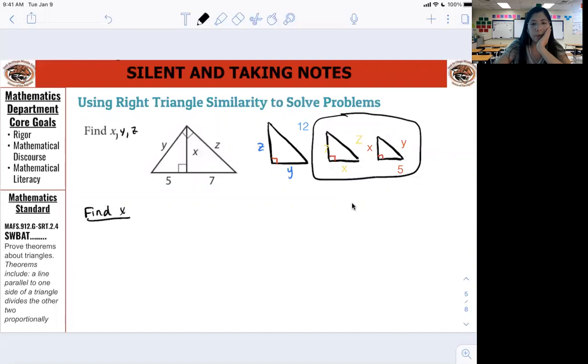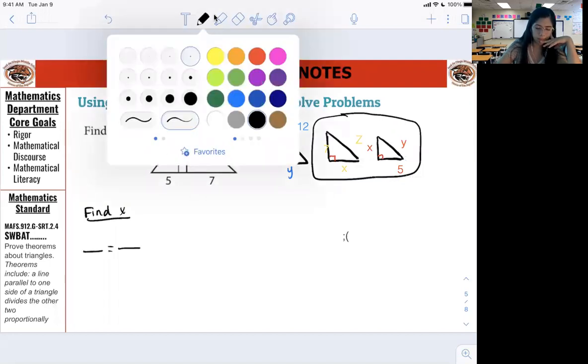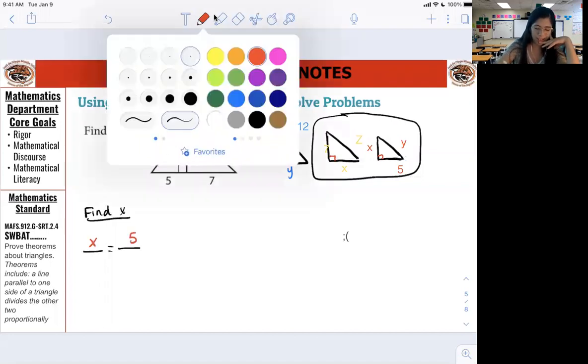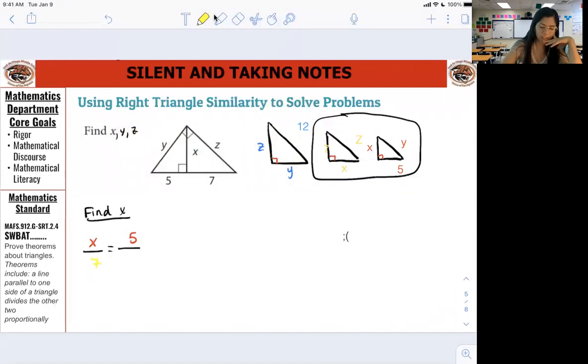Let's go ahead and set up our proportion. So if I'm trying to find X, I want to make sure both sides of my proportion have X in them. What can I write? X over 7 and 5 over X. Oh, that 7's a little hard to see. Hold on. X over 7 and then 5 over X. Okay, cool.